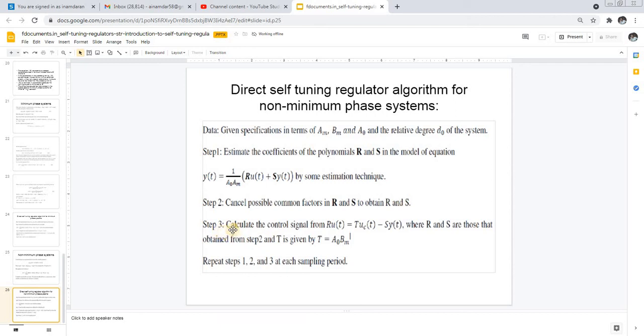Now in step 3 we have to calculate the control signal. This is the equation where R and S are those obtained from step 2, and T is given by A naught Bm dash. Now we have to repeat steps 1, 2 and 3 at each sampling period. So this is the direct STR and deterministic STR algorithm and the derivation for minimum phase and non-minimum phase.